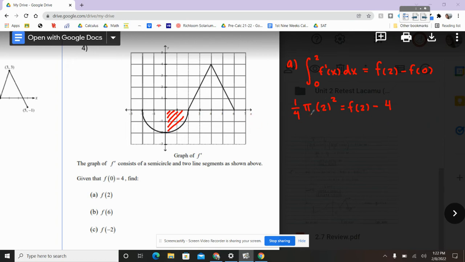And once again, this area here is below the x-axis, so it has to be a negative. So this right here is actually just going to equal negative pi because the 4's cancel. And then to get rid of this negative 4 on the other side, we're going to add it. So f of 2 is negative pi plus 4, or 4 minus pi.